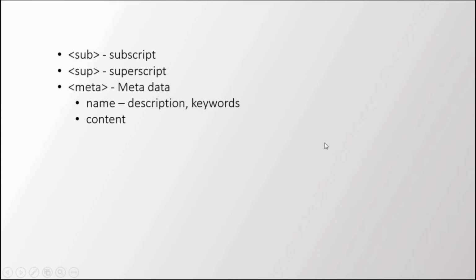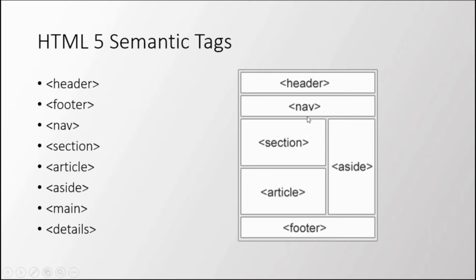We'll see the small tag. Small tag just displays text as a subtext. That's it. Nothing much. You will not find any difference when you see it like this without any styling. Okay, and we have seen subscript, superscript, and meta tags. Then we have something called HTML5 semantic tags. Okay, so let's proceed. So these are the HTML5 semantic tags.